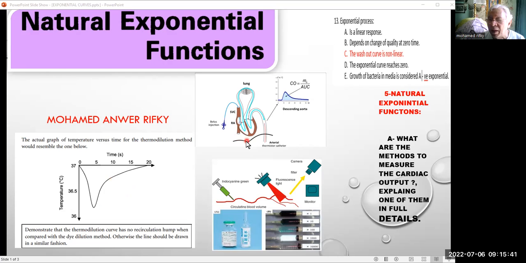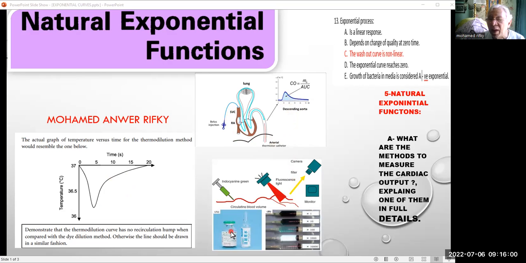This is the indocyanine green injected in the heart, going through the chambers of the heart, and then creating a dilution in concentration, and we can create an area knowing by time. And this area can be utilized to measure the cardiac output.